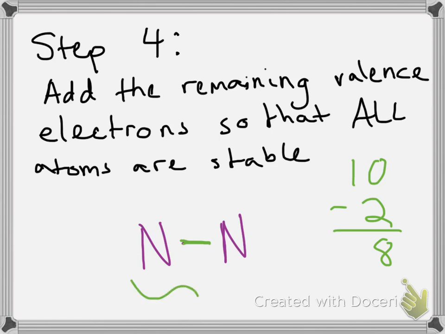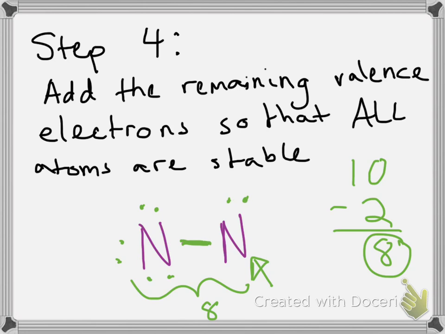Now each nitrogen needs a total of 8. And each nitrogen only has 2 electrons from this bond. So that means each nitrogen is going to need 6 more electrons. I only have 8. So when I put 6, 1, 2, 3, 4, 5, 6, to make my nitrogen on the left stable, I only have 2 more that I can give my nitrogen on the right. So this nitrogen only has 2, 3, 4 electrons.